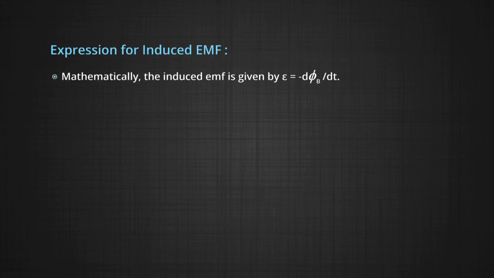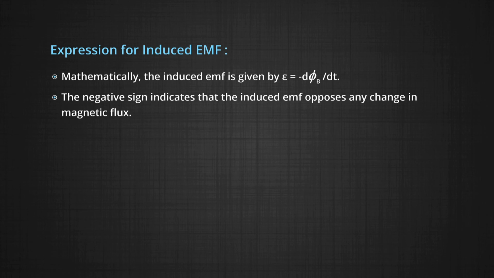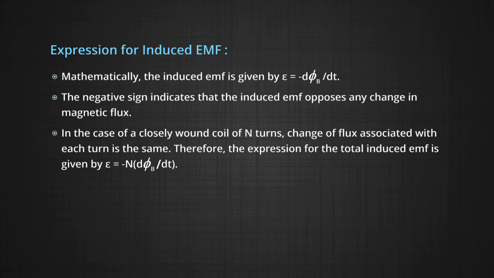So, mathematically the induced EMF is given by E is equal to minus d phi B by dt. The negative sign indicates the direction of E and hence the direction of current in a closed loop. In the case of a closely wound coil of n turns, the change of flux associated with each turn is the same. Therefore, the expression for the total induced EMF is given by E is equal to minus n d phi B by dt.